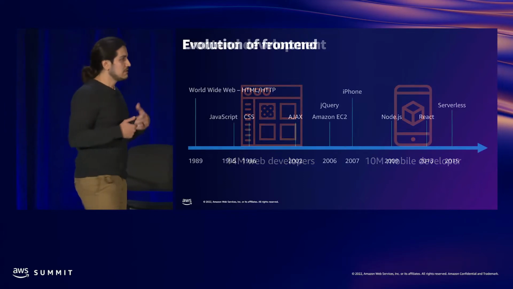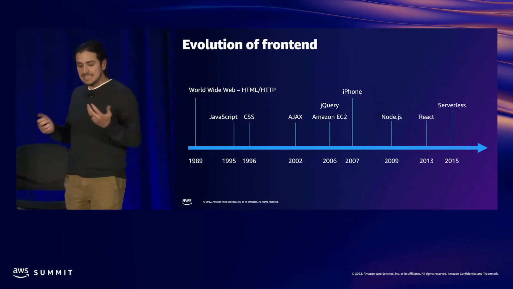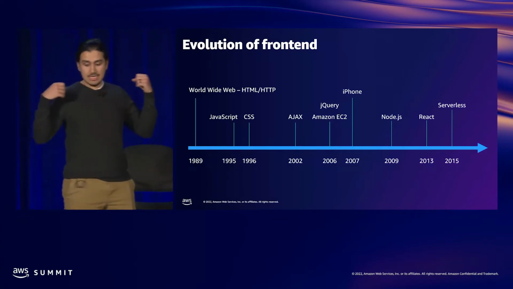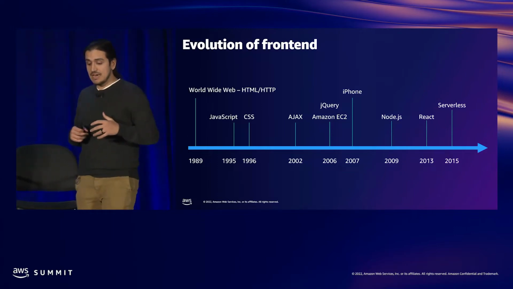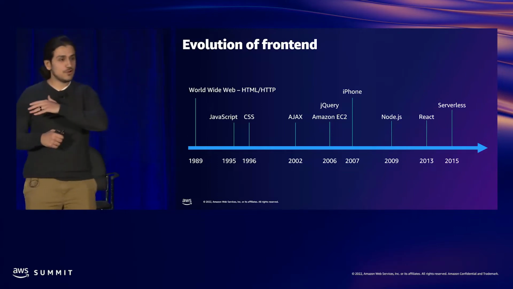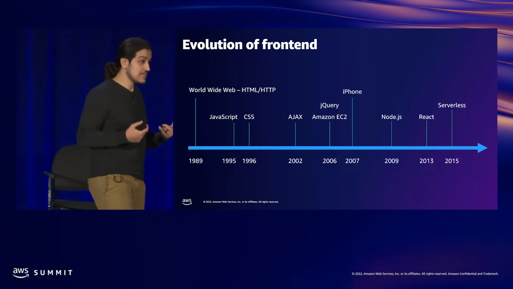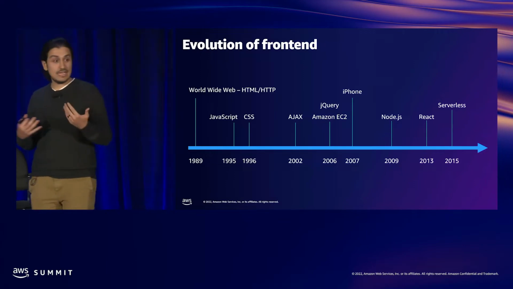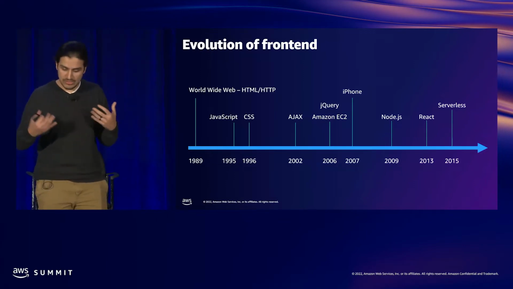So let's talk a little bit about the evolution of front-end. In 1989, the web really started with Tim Berners-Lee creating the HTML and HTTP protocols. And from there, we moved a little bit further in 1995 towards the creation of JavaScript and CSS. So now we have a little bit more of client logic that we could use to manipulate your web page, or actually to handle a little bit of client logic.